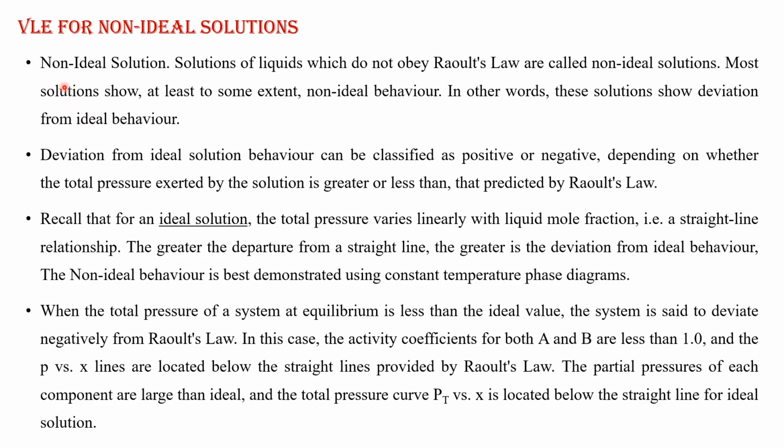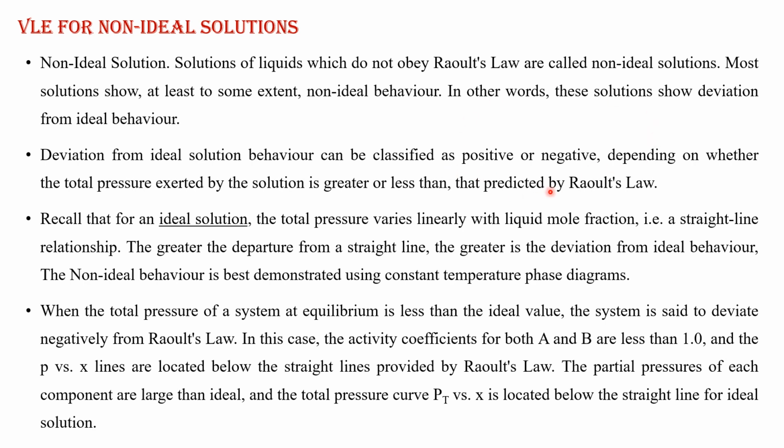And then our next topic is VLE for non-ideal solution, that is, vapor liquid equilibria phase diagrams for non-ideal solution. We already know what is meant by non-ideal solution. A non-ideal solution is nothing but a solution which does not obey Raoult's law. Mostly some solutions exhibit a little bit of deviation from ideal behavior, and the deviation from ideal solution is classified into two types, that is positive or negative deviation.